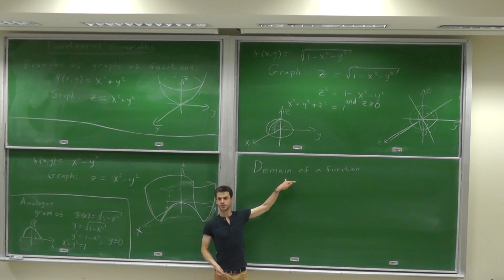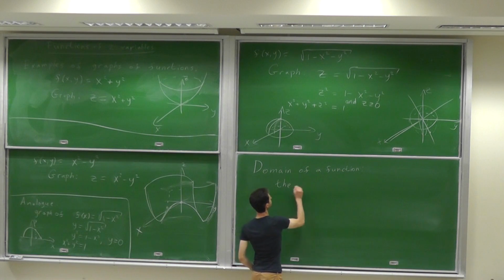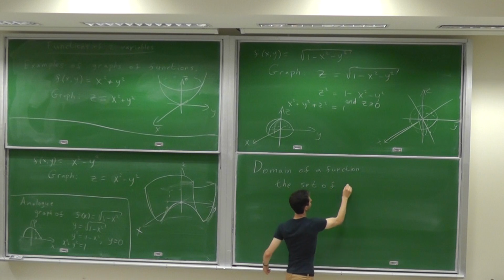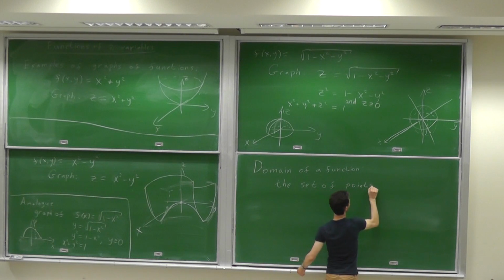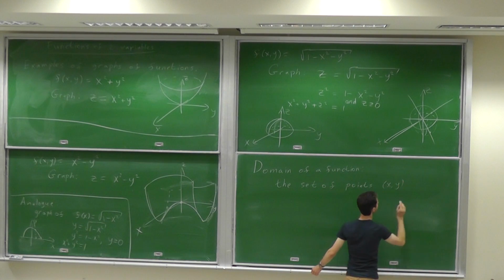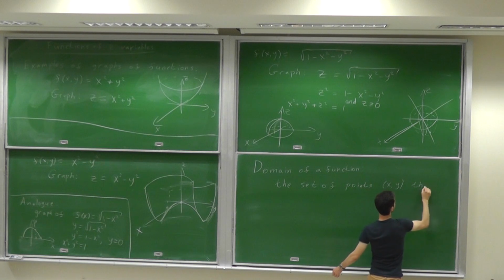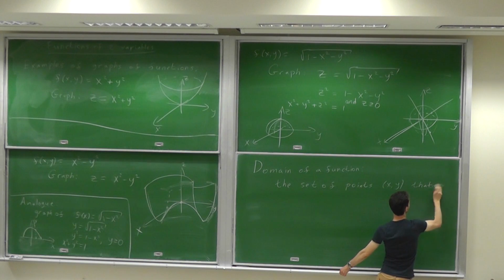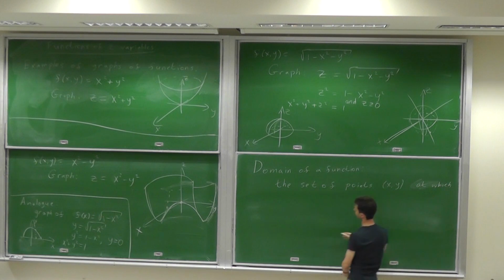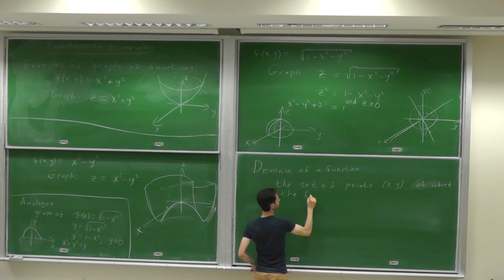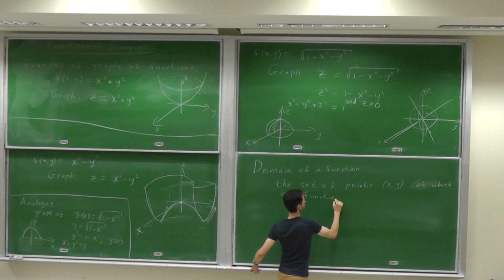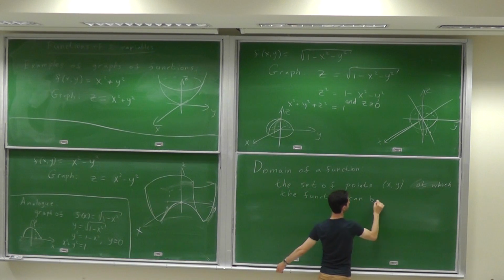So let's talk about the domain of a function. It's the set of values, the set of points x, y, at which the function can be evaluated.